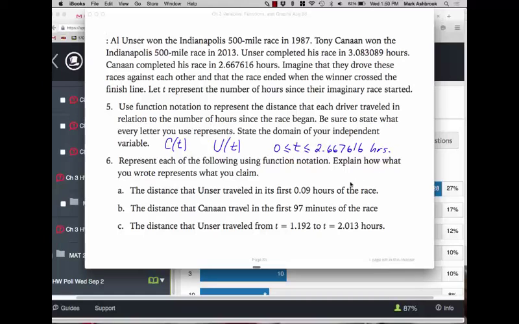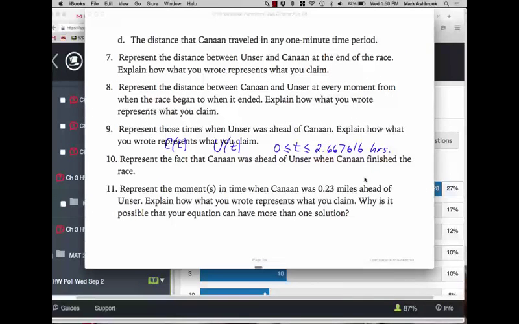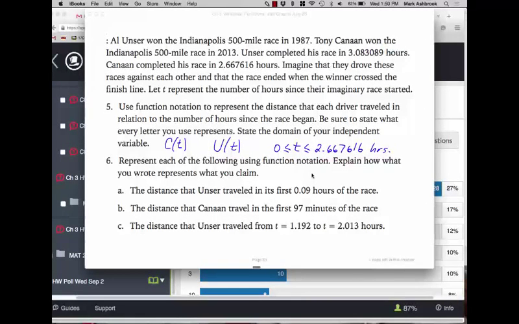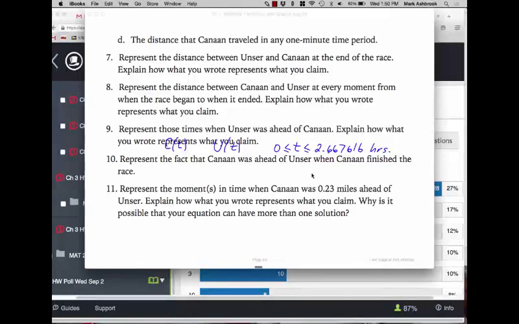So now you want to talk about 8 and 9. So 8 said, what's the distance between Kanan and Unser at every moment from when the race began to when it ended. So the distance between them is going to be what? So who won the race? Kanan won the race? Yes.